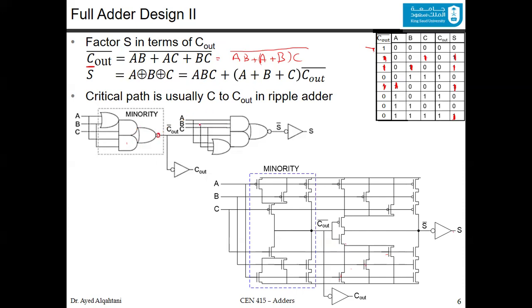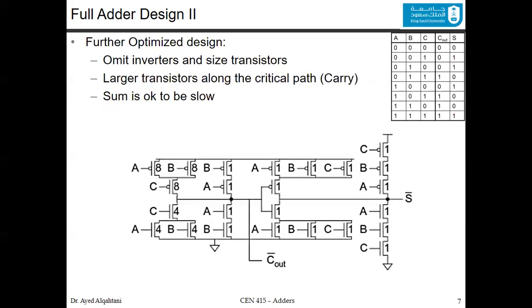For the second one, we have A and B and C. That's the first AND for this term. And the second one, you have A or B or C, which is this OR, followed by AND, ANDing for the carry out bar. And now you do the ORing, this OR, to get S bar. And if you want S, you just do the inversion. That's basically this second design.